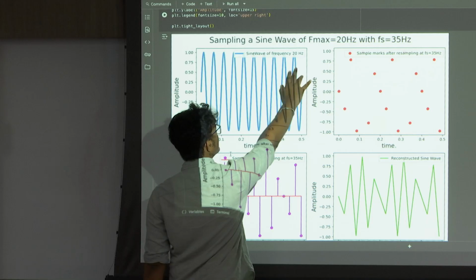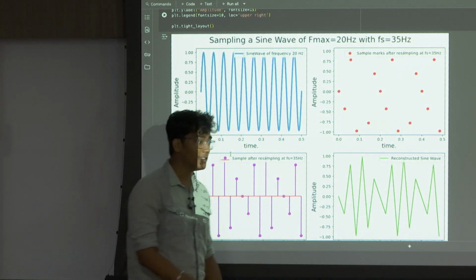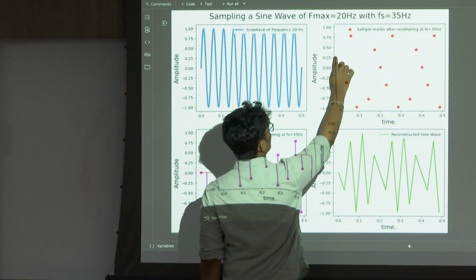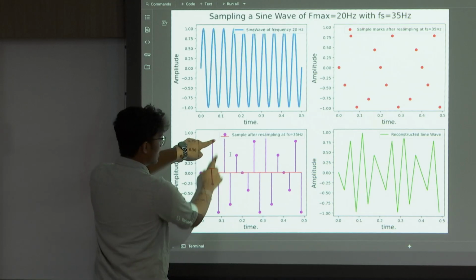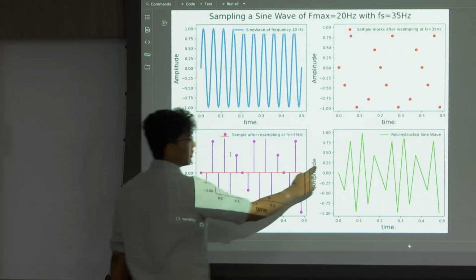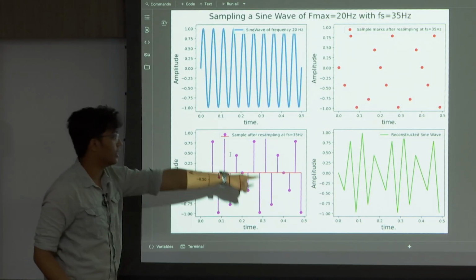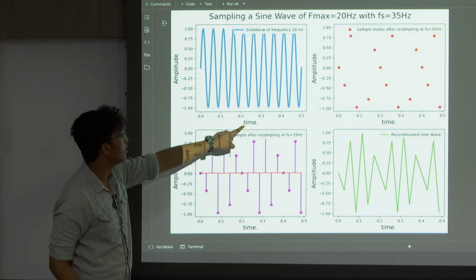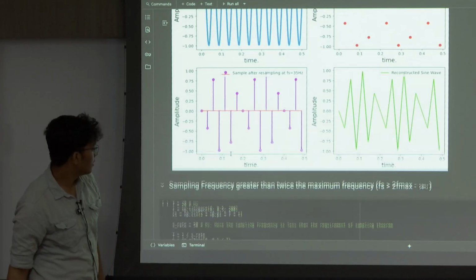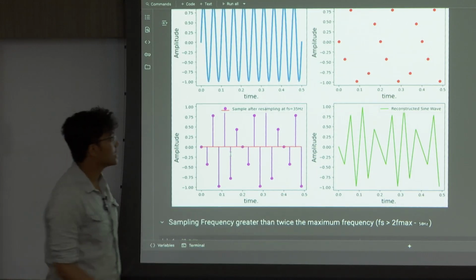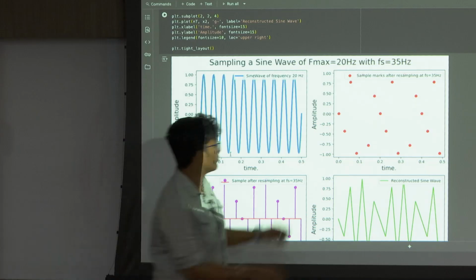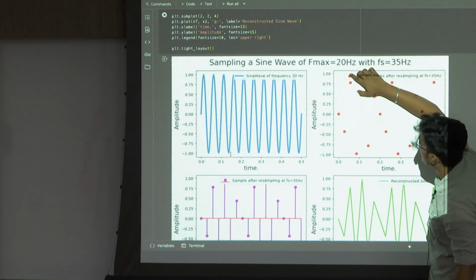We have a sine wave of 20 hertz, but sampling is at 35, which is less than 2 times 20. So these are points we got after sampling, the stem plot, and the linear reconstruction. This is not creating it properly. The reconstructed sine wave doesn't match with this, the stem plot. Basically, if this is the x-axis, we are drawing the stem plot to create this point.